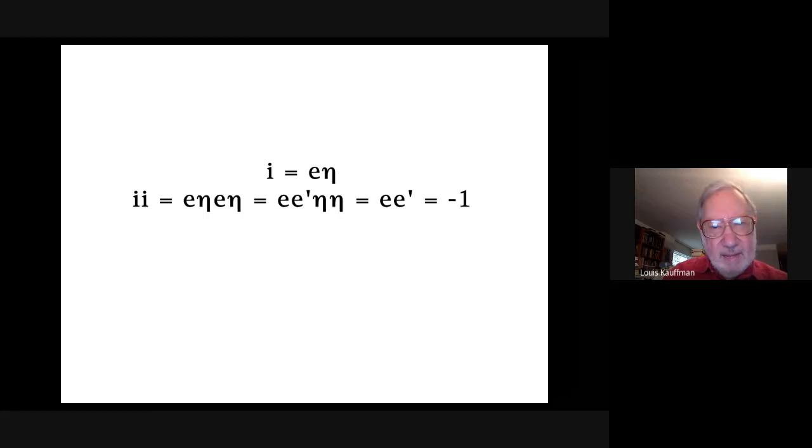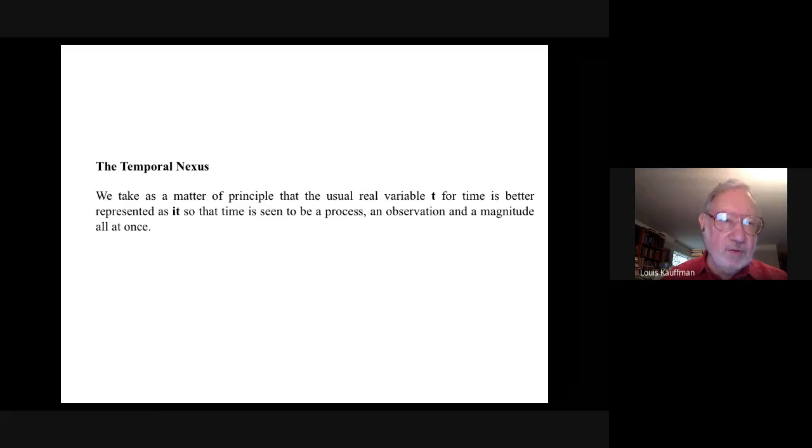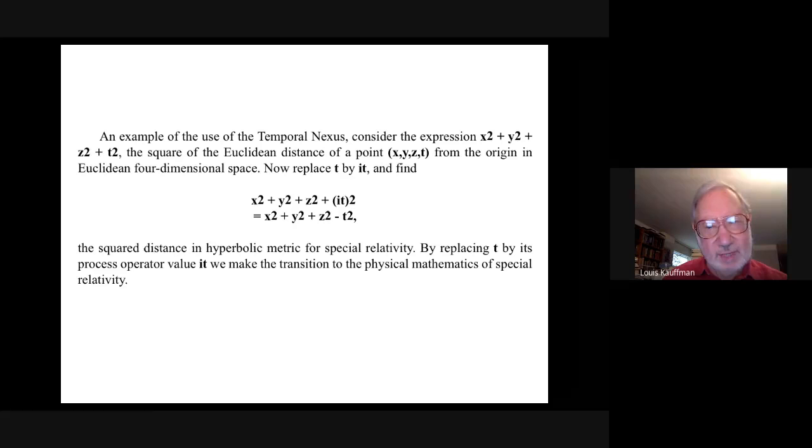So you could make it into a principle and then see whether this principle applies to things. I call this the principle of temporal nexus. Take as a matter of principle that the usual real variable t for time can be better represented as it, so that time is seen to be a process, an observation, and a magnitude all at once. And of course, this philosophically is related to Wick rotation between time as real and time as imaginary. For example, when you put the it into the usual metric on four dimensions, you get the space-time metric because i squared is minus 1. But we'll come back to that.